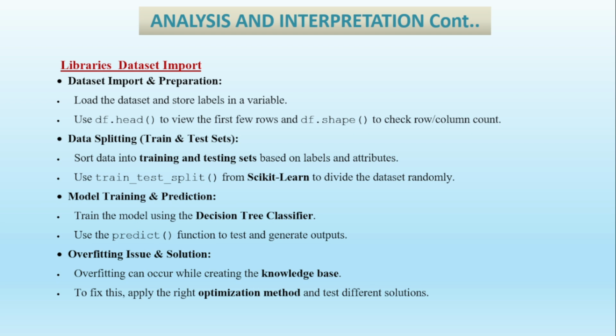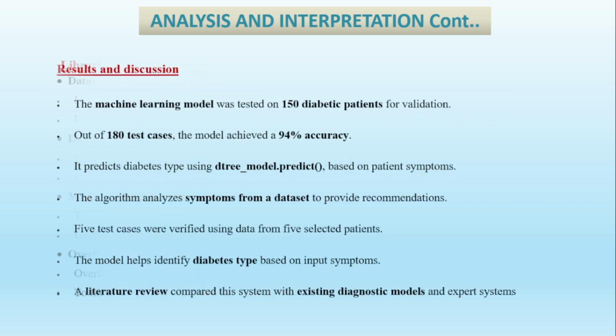Training and prediction. Train the model using the decision tree classifier. Use the predict function to test and generate output. Overfitting issue and solution. Overfitting can occur while creating the knowledge base. To fix this, apply the right optimization method and test different types of solutions. Now the results and discussion.